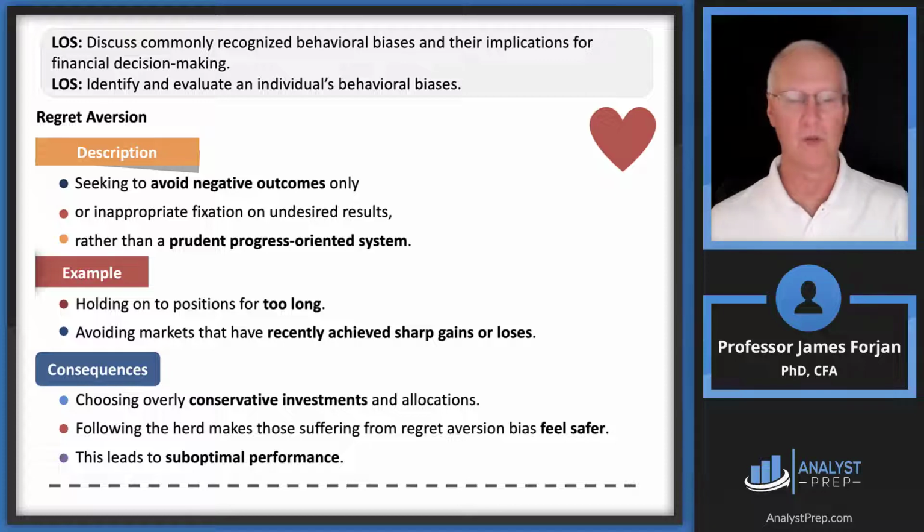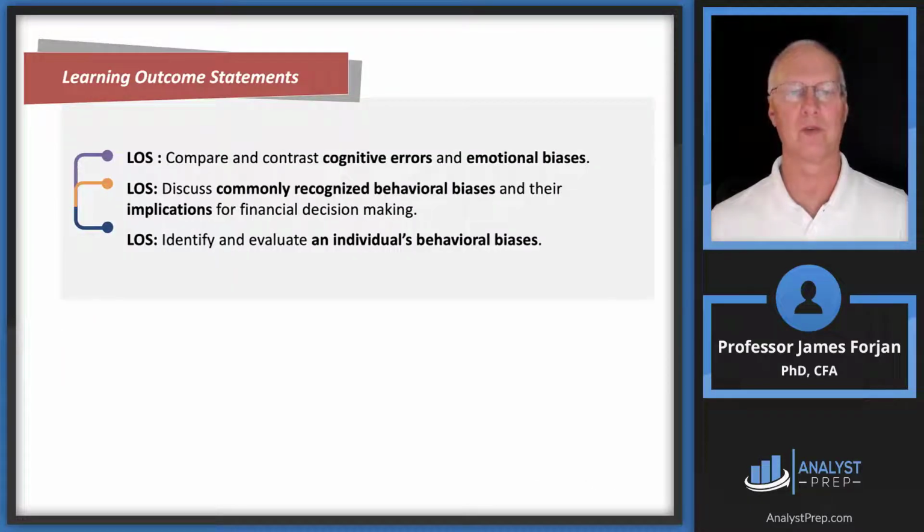So what might we do? We might choose overly conservative investments. We might put way too many bonds in our portfolio. And so there's no way this is going to be an efficient portfolio in the Harry Markowitz sense. All right, so what have we done? We've done lots of really good stuff. Remember to separate the cognitive errors and the emotional biases.